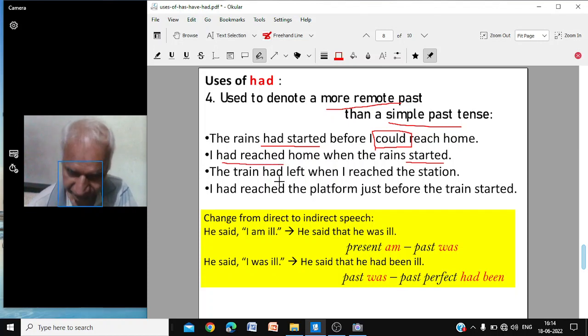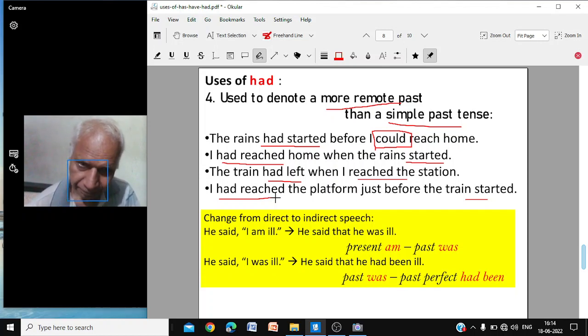The train had left when I reached the station. Reached, simple past tense. Had left, past perfect. I had reached the platform just before the train started. Started, simple past tense. Had reached, past perfect. So the past perfect denotes a more remote past, a past tense which is older or earlier than a simple past tense.